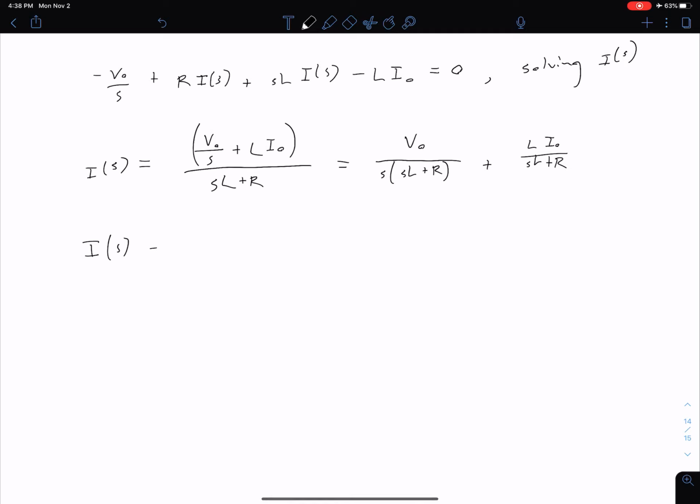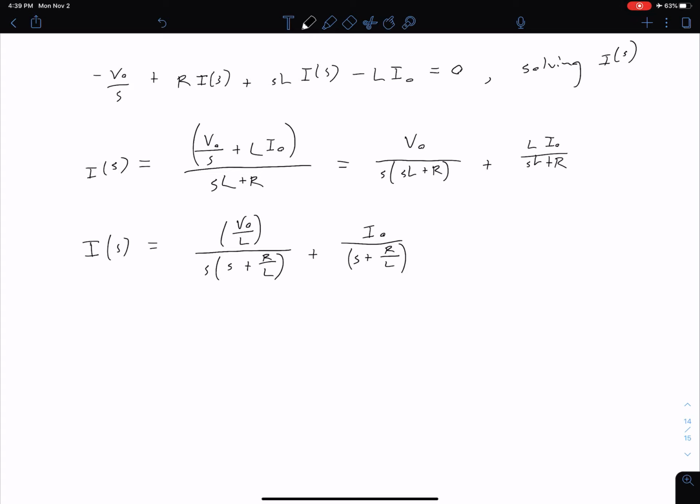I'm kind of getting ahead of myself, so let me write this next line. So we have our I of S. Sort of just playing some games here. Bear with me, we'll see why I want to do this later on. But let's divide through by L. So I have V0 divided by L in the numerator of that first term. And I'm going to have S times (S plus R divided by L), since I've divided by L in the denominator as well. And then we're also going to multiply by 1 over L here. So we have I0, since we've divided the L out. And then here we have S plus R over L.